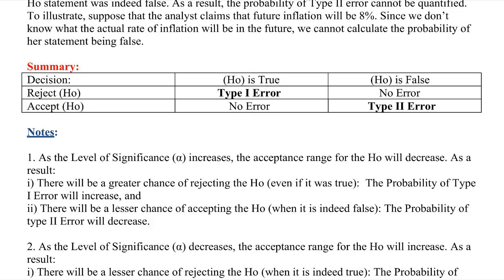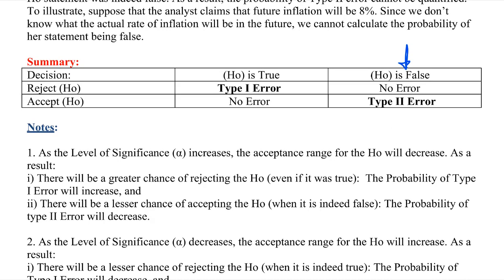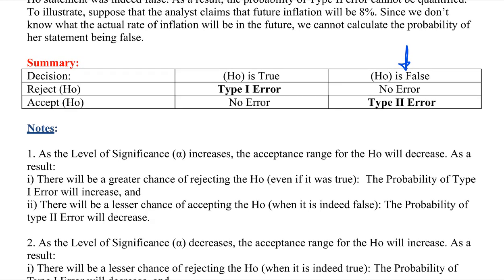So now let's go to the other column. What if the null is false? What are the two likely outcomes from a hypothesis test? And there it is. You may either reject the null or accept the null. Those are the only two outcomes from a hypothesis test. So if the null is false and you reject it, that sounds about the right decision. So no errors. On the other hand, if the null is false and you accepted it, that is an error. And that would be labeled as your type 2 error.